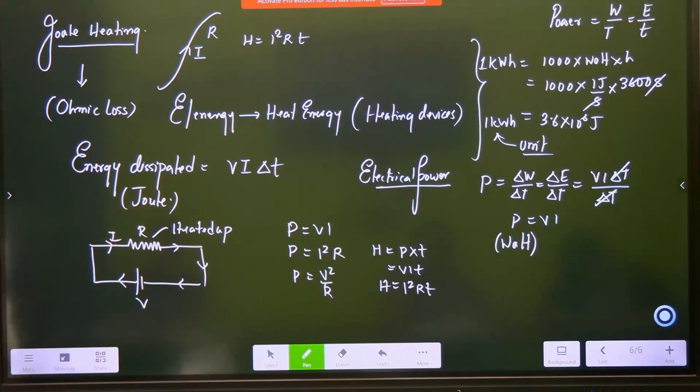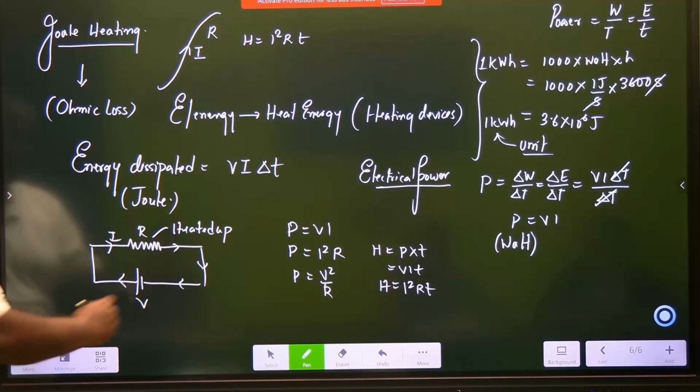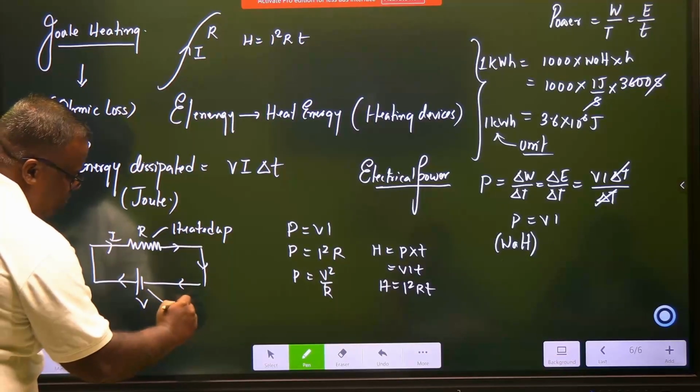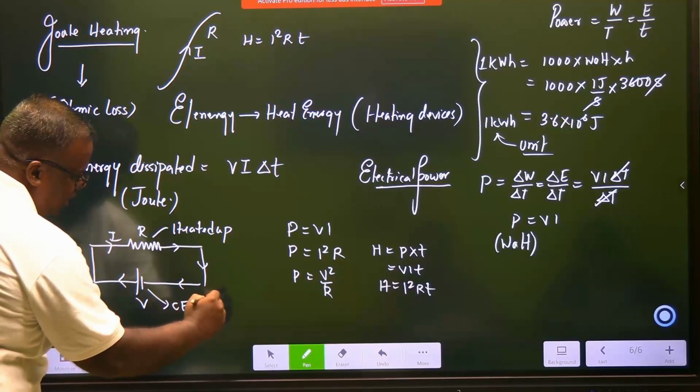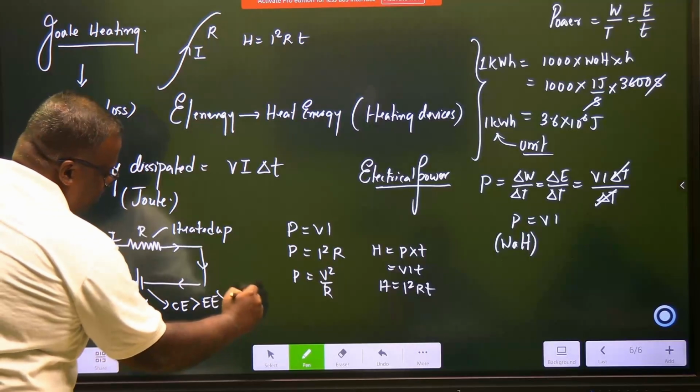We say this resistor is the one which gets heated up. So where does the heat come from? The resistor does not supply any heat. Heat is a form of energy. The cell has chemical energy which gets converted to electrical energy, which further gets converted to heat energy.